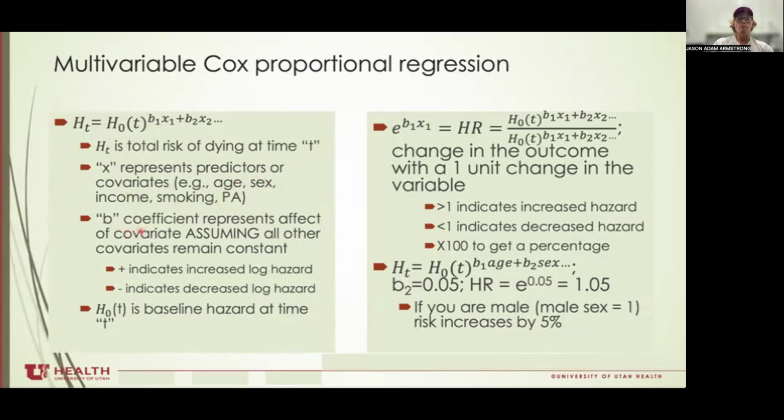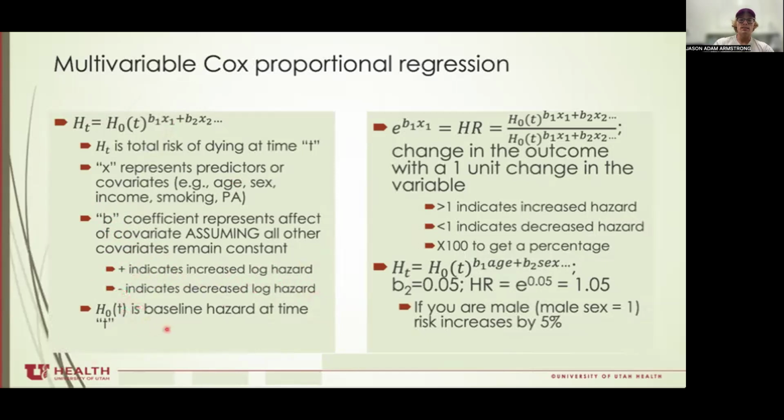Okay. My B up here in this equation represents a coefficient, and that coefficient is the magnitude of change for that variable if all the other variables remain the same. Okay, or another way of saying that is controlling for or adjusting for all other variables. So actually, we'll get to an example in just a moment. If the B value is positive, it indicates there's an increased log hazard. Okay, so it's not quite hazard ratio yet, which is what the article uses. It's an increased log hazard or a decreased log hazard.